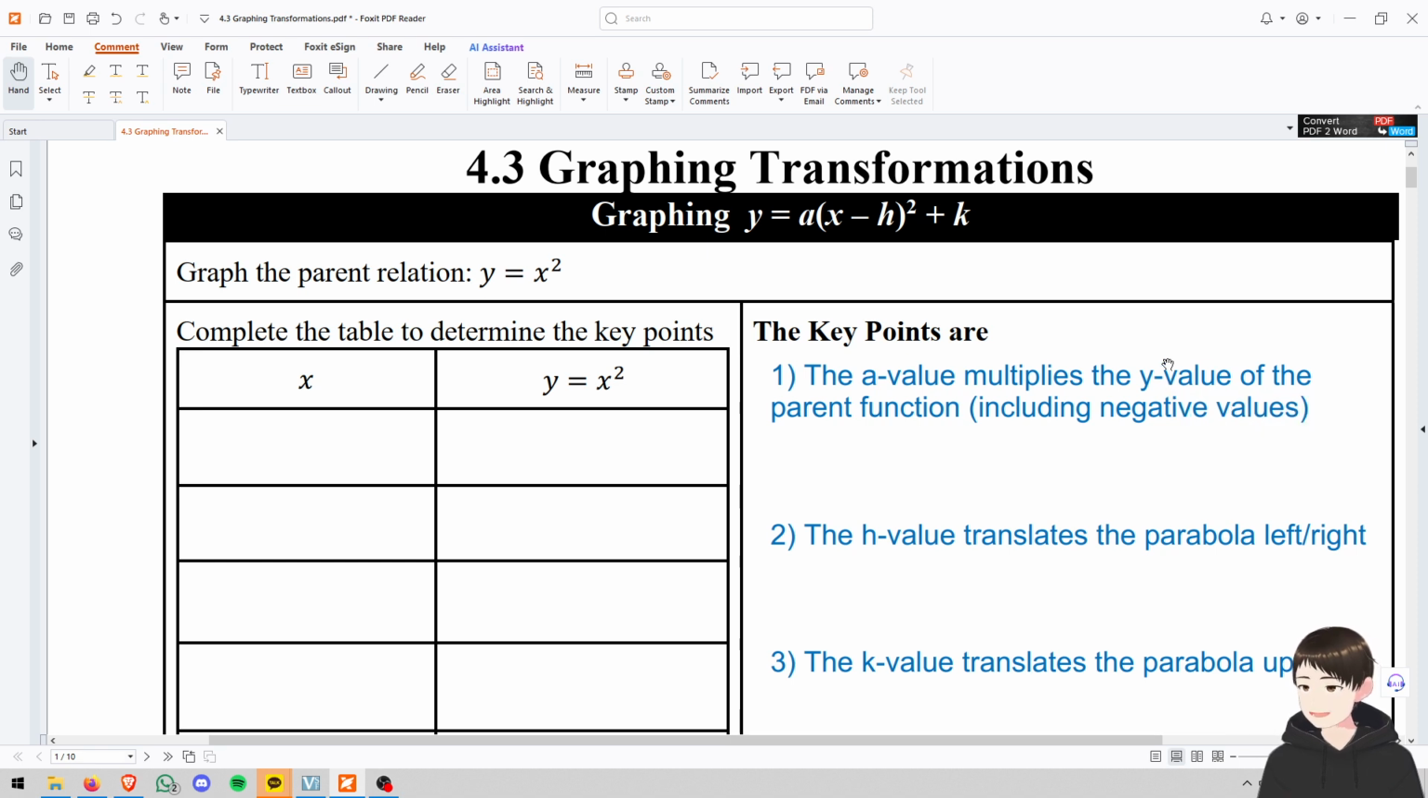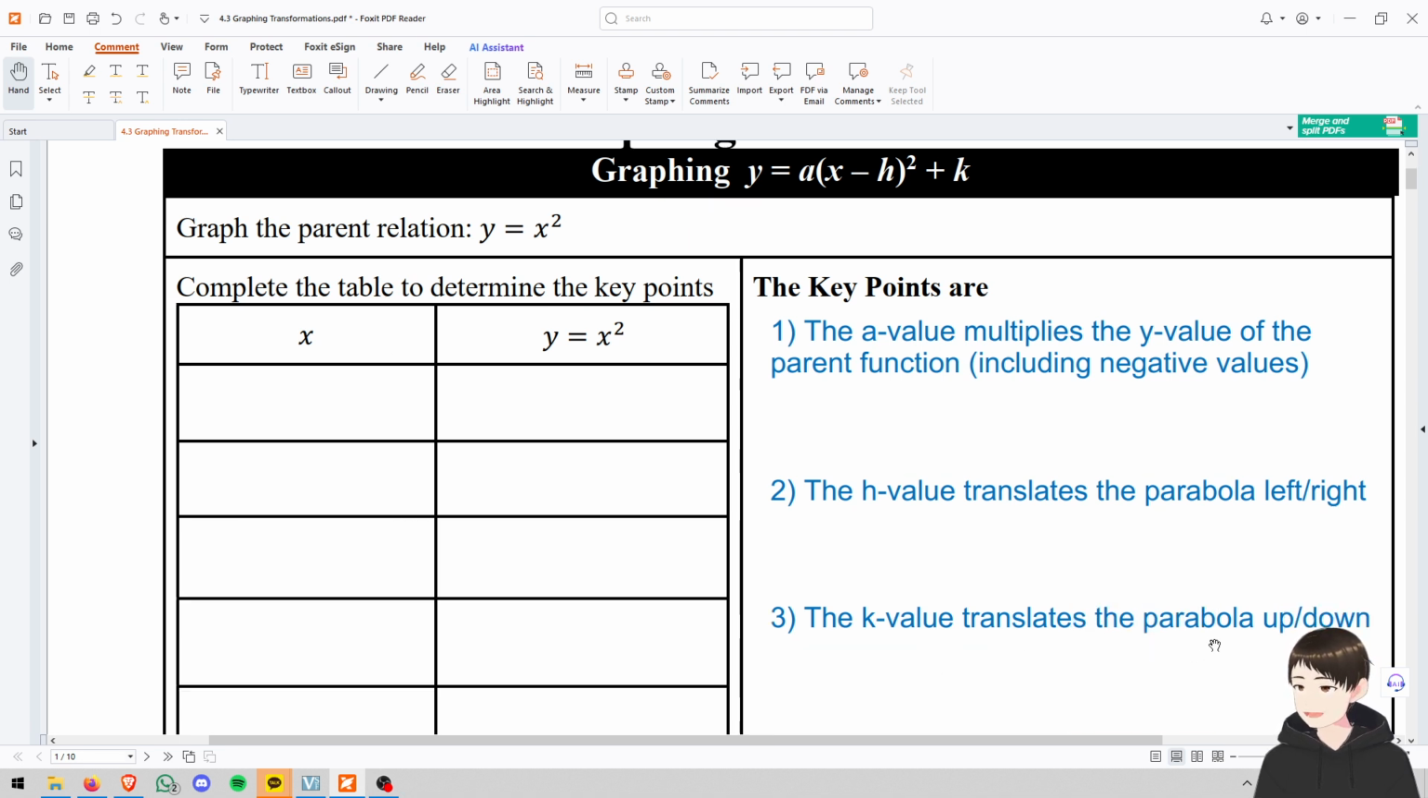Okay. So as a reminder, we know that the a value is going to multiply. In other words, it's going to make things tall or stumpy. I guess it's going to stretch or compress the parent function. Negative values as well are included in the same process. The h value translates the parabola left or right, so you take every single point, and essentially the x values will shift to the left or the right. And the k value translates the parabola up or down. In other words, it's going to change the y value, it's going to move it up or down.